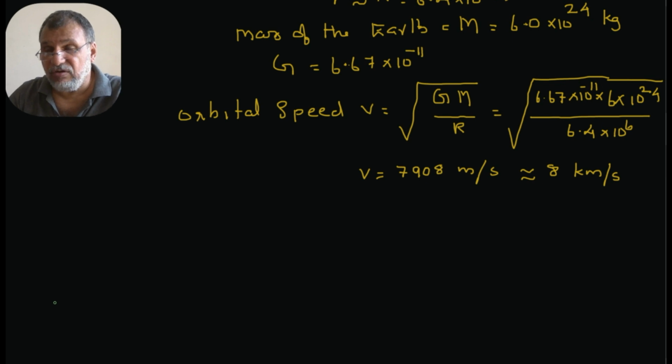We can also find the omega value, the angular speed. Let's do it in a different color. All right, here we go. Angular speed.